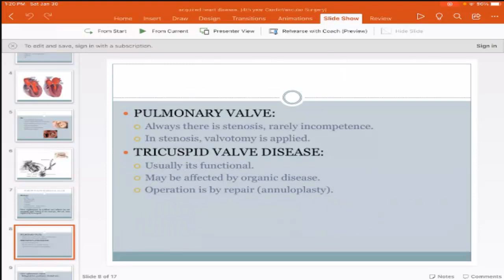Pulmonary valve disease is almost always stenotic; rarely is it an incompetence. For stenosis, a valvotomy may be needed. Previously, in 1980, we could do it by the closed technique, what we call inflow occlusion surgery. What is inflow occlusion surgery?